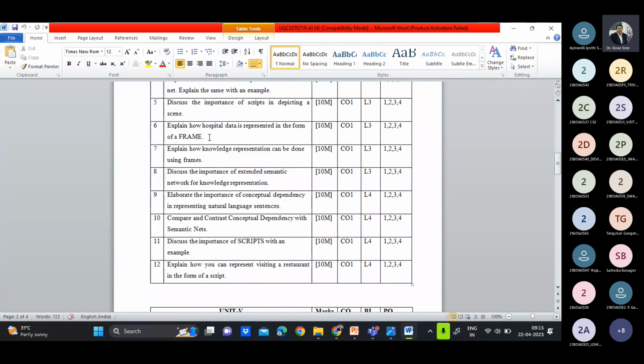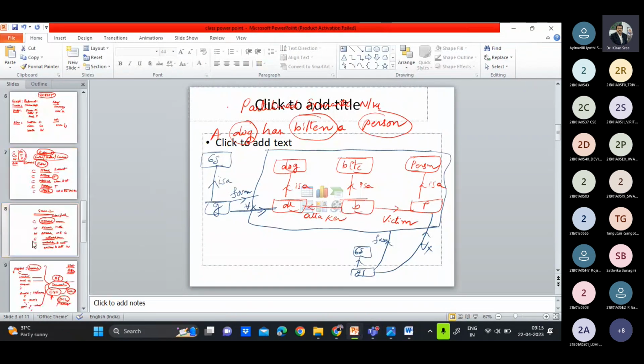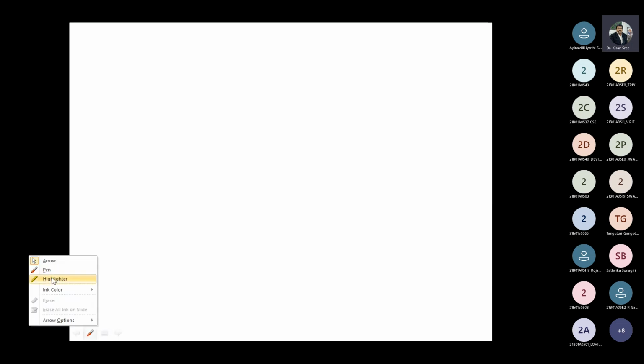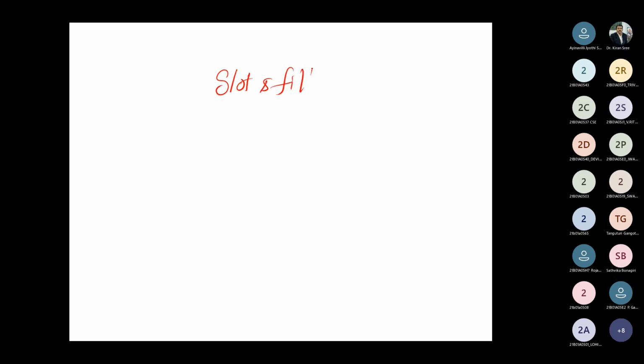So frame, I said, is like your database management system. It is how you have a slot and filler structure. Many times I forget to give an overview, like whenever you're writing the exam, you have something like this. Many textbooks will follow the same slot and filler structure.